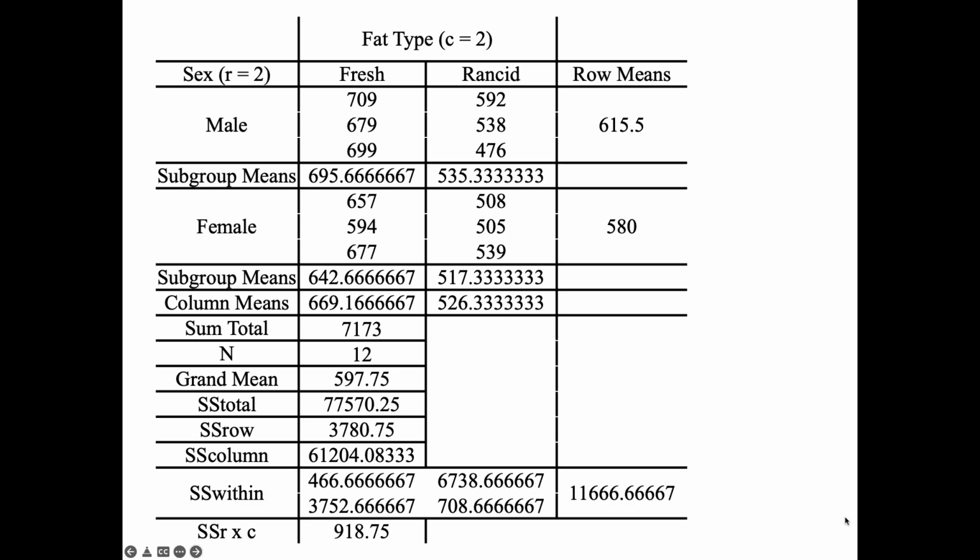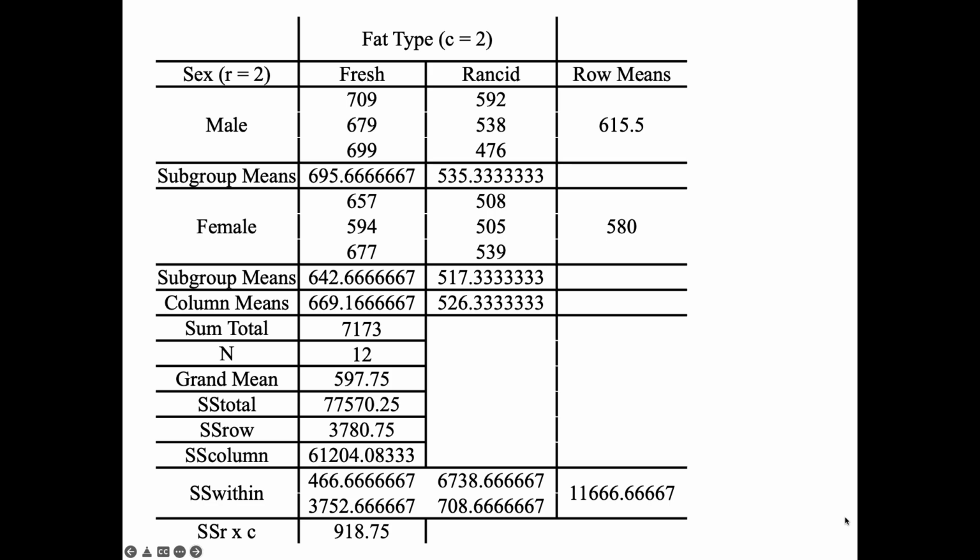What this equation is basically saying is you take the subgroup mean, 695.67, you subtract from that the row mean that corresponds to that, which is 615.5, subtract the column mean, which is 669.17, and then you add to that the grand mean, 597.75. You square that whole thing.